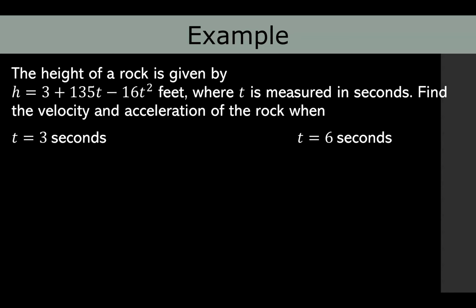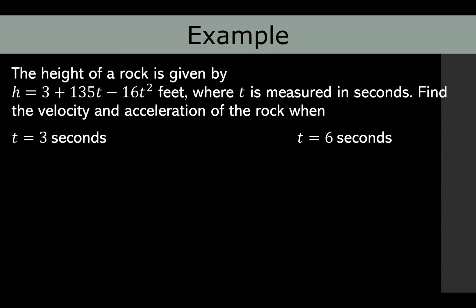So same scenario, just so we can get an idea here. The height of the rock above the ground, again, that'll change when I retype this, is that same equation. Initial height of 3, initial velocity of 135 feet per second times time, and 1/2 of 32 times time squared, and t is measured in seconds. So how would we find the velocity and the acceleration of the rock when time equals 3 and when time equals 6 seconds?